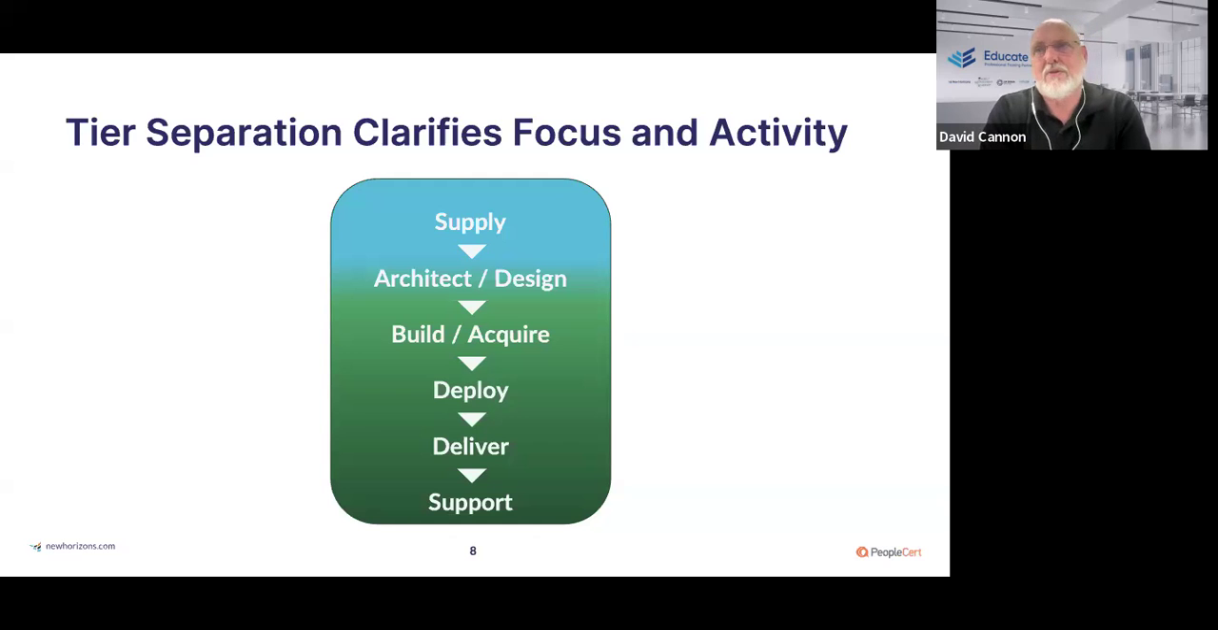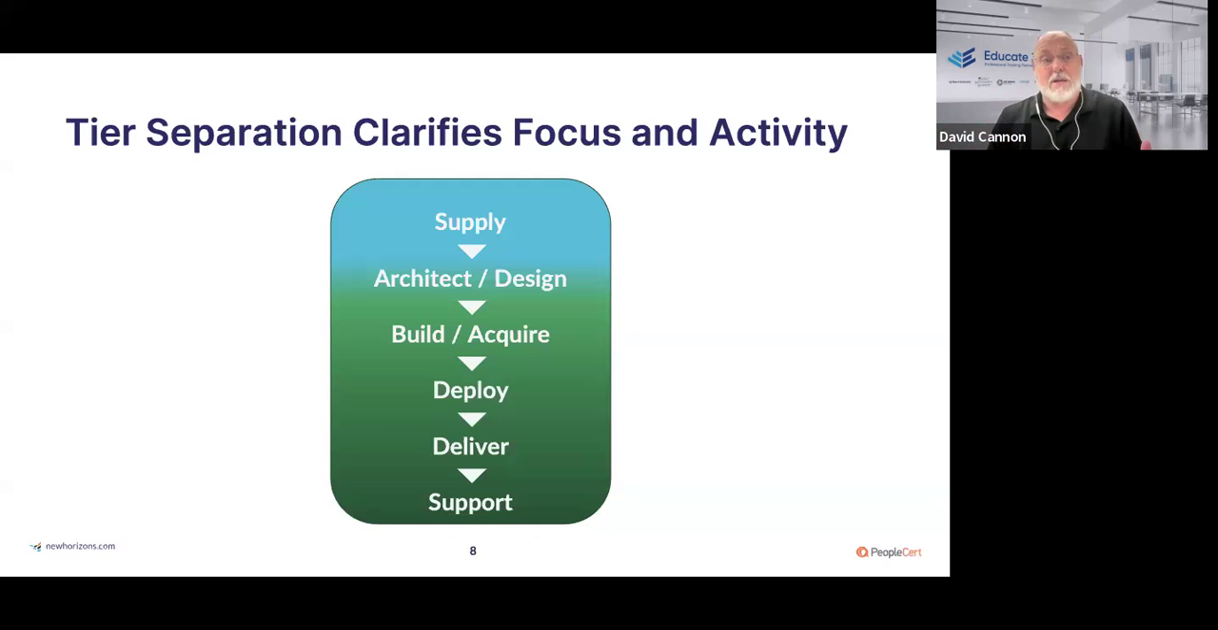So access to that service, incidents related to that service, requests for the service, and so on. That's typically the kind of activity that the different tiers will be involved in. You see that tier three is very busy with architecture, design, building and acquiring. Somewhere between building, acquiring, deploying, and delivering is tier two. Then somewhere between delivery and support is tier one.